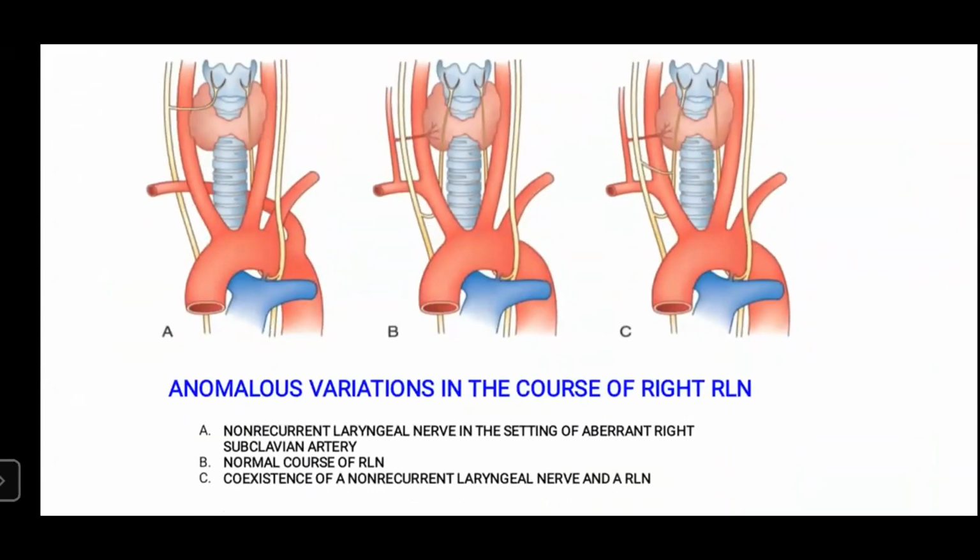Here we can see the normal and the anomalous variations in the course of the right recurrent laryngeal nerve. Image B is the normal course of the recurrent laryngeal nerve. Image A is the non-recurrent laryngeal nerve in the setting of aberrant right subclavian artery. And there is image C, which shows the coexisting non-recurrent laryngeal nerve and the recurrent laryngeal nerve.